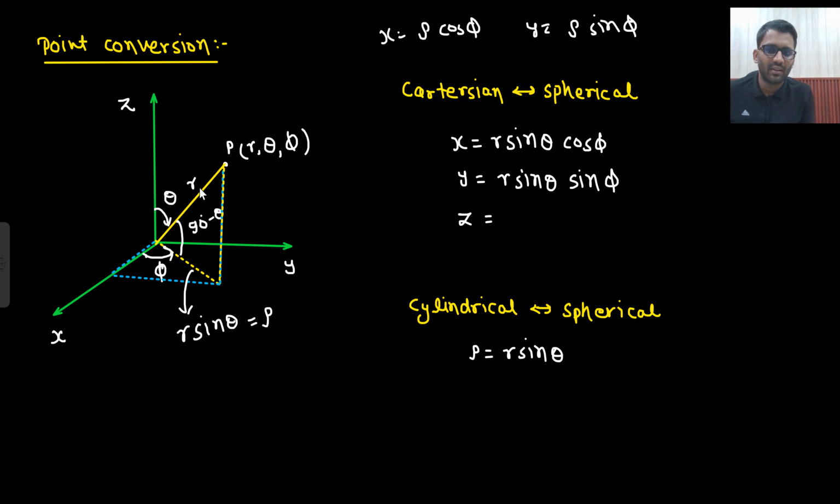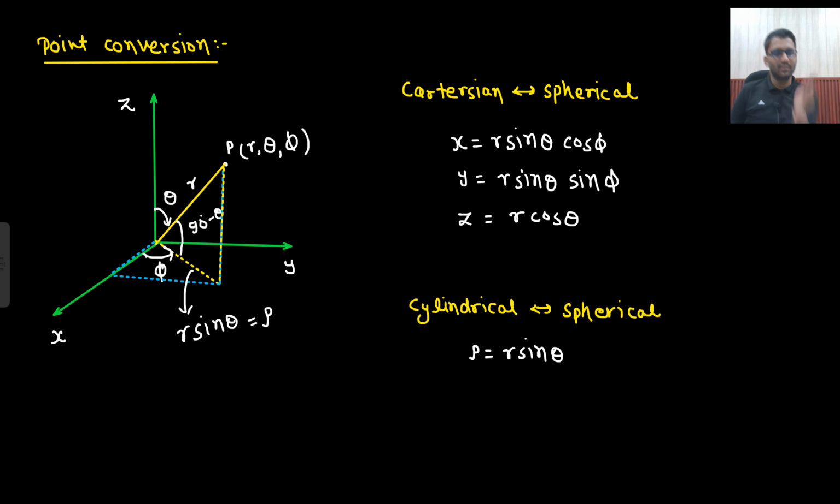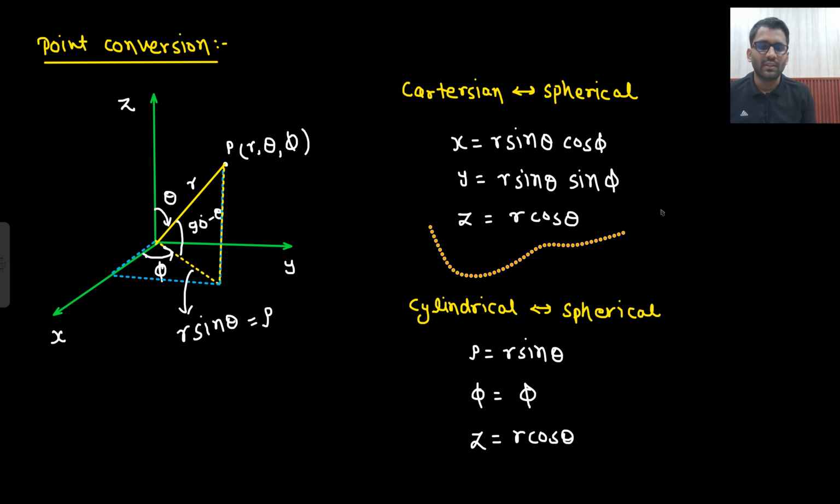Okay. And what is z? Tell me. z is r cos theta. The component of r along the z axis is r cos theta. Are you getting this point? Again, let me explain. This is r sin theta cos phi, r sin theta sin phi, r cos theta, right? What about rho? Rho is r sin theta, phi is phi only. Rho, phi, z, and z is r cos theta. There you go. So these are the coordinates.